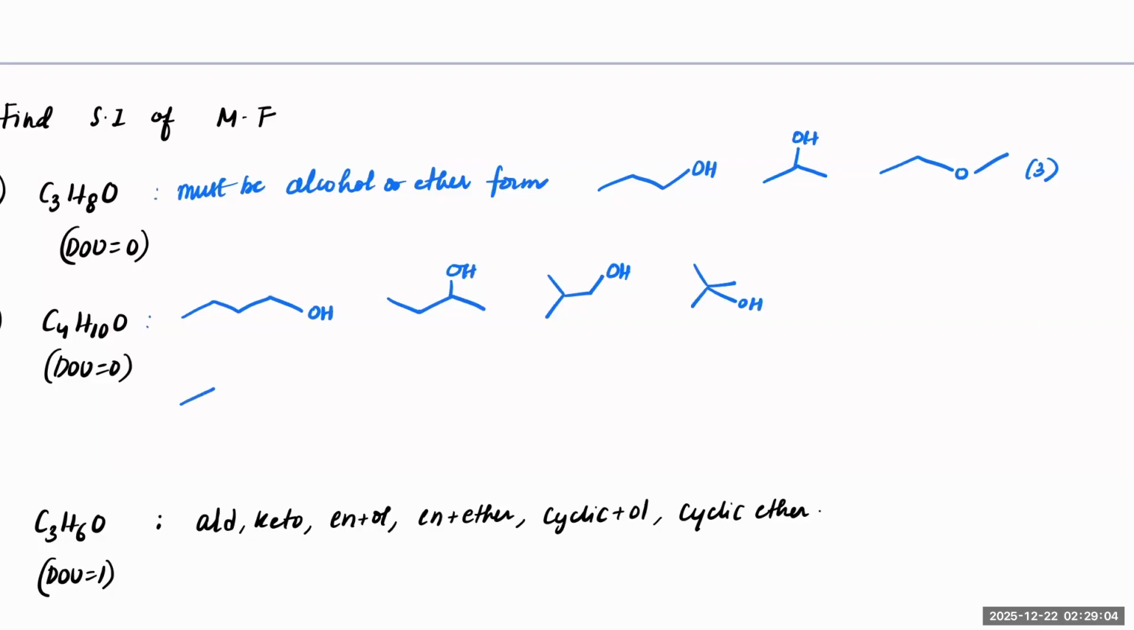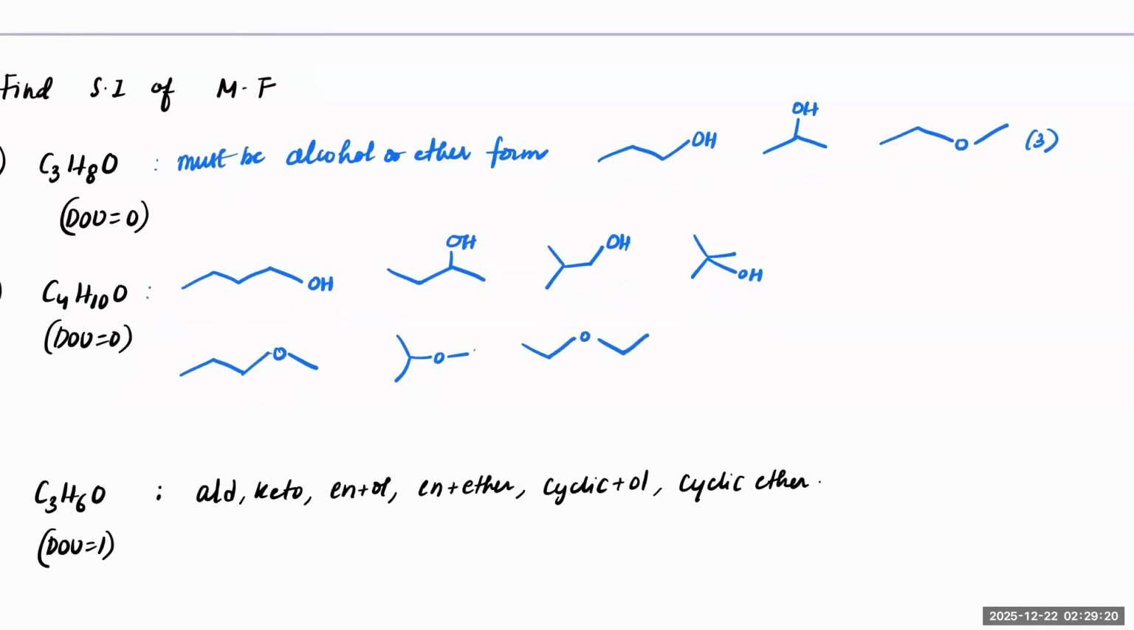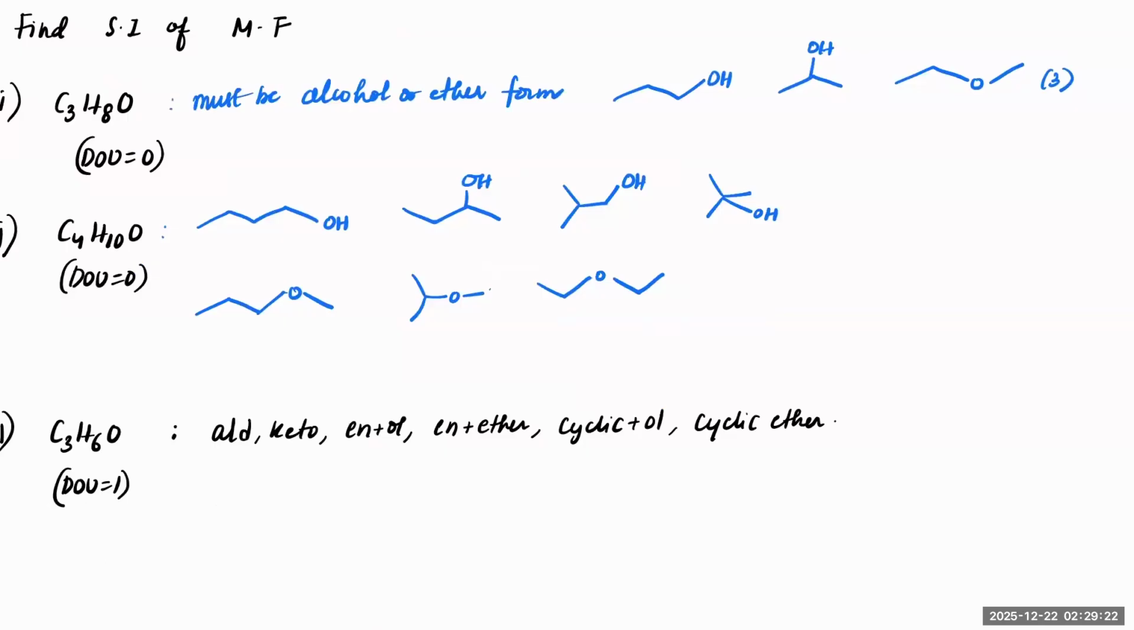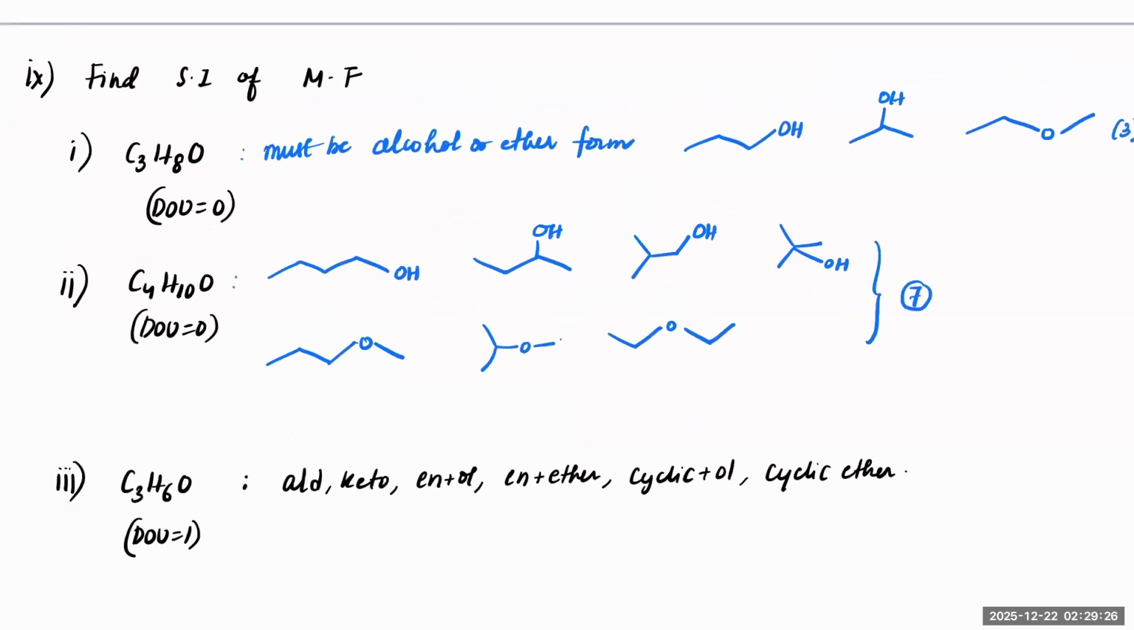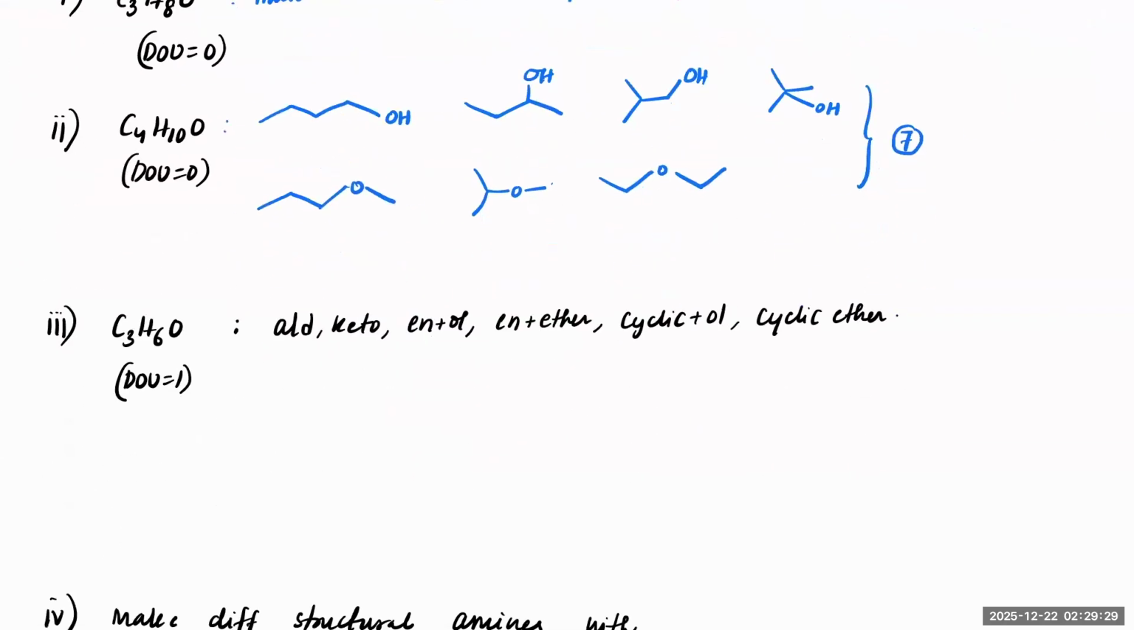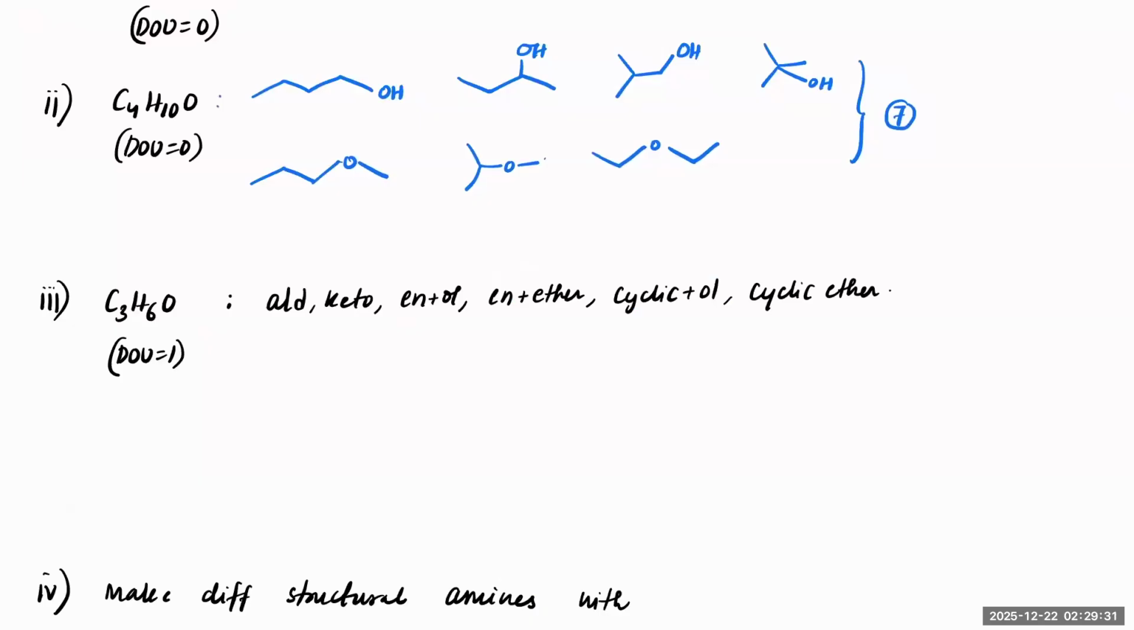How about ether? This is one way to keep the ether. This is another way to keep the ether like this way. And then we have like this. These are the three ways we can keep the ethers. So how many total are we getting? 7 in this case. Correct? Now, the next part is the more important one.